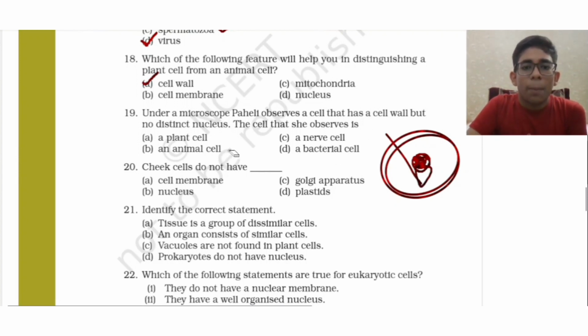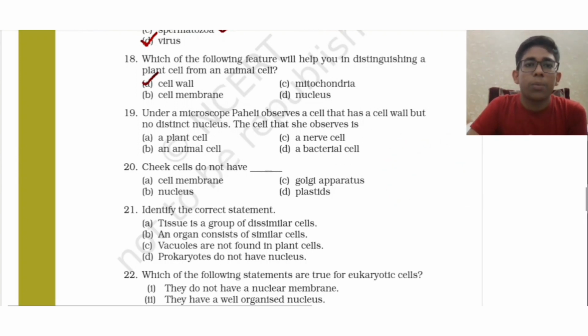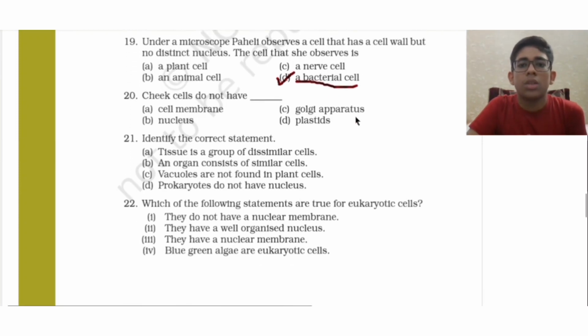A plant cell is clearly not a prokaryote because it is a fully developed cell with a distinct nucleus. Same goes with the animal cell. And a nerve cell is also a part of animals, so it is also a eukaryote. So the option left is bacterial cell. We know that all the bacteria are prokaryotes and they do not have a prominent nucleus. So this is the correct answer.